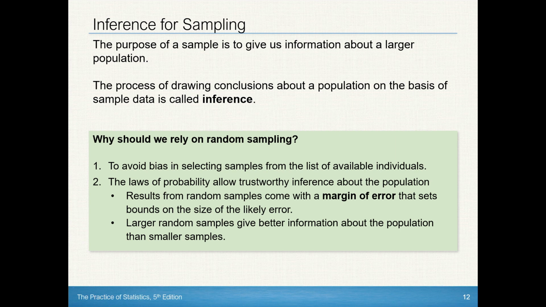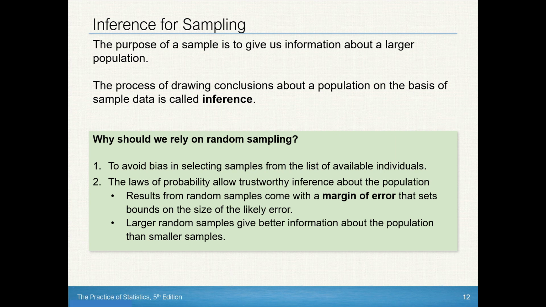So before I look at those bullets, here's what that means. If I've taken a random sample, the law of probability says it's reasonable to think that that random sample represents the spectrum of ideas that would be found in that population. Because I've eliminated the bias, the systematic favoring, the population could be expected to be well represented in the sample. Results from random samples come with margin of errors that set bounds on the size of the likely error.